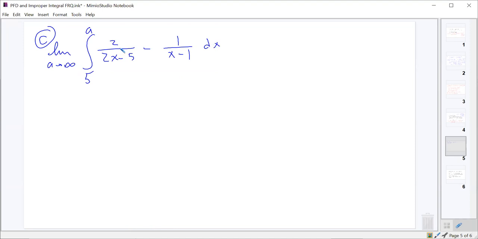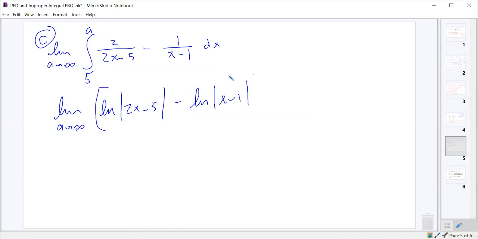So the integral of 2 over 2x minus 5, we can do u equals 2x minus 5, and du is 2dx. The 2 goes away. That'll just become the limit as a approaches infinity of natural log absolute value 2x minus 5, and then minus natural log absolute value x minus 1. And we'll evaluate that from 5 to a. And since this is a natural log minus another natural log, we can evaluate this much more easily by rewriting it as a single logarithm.